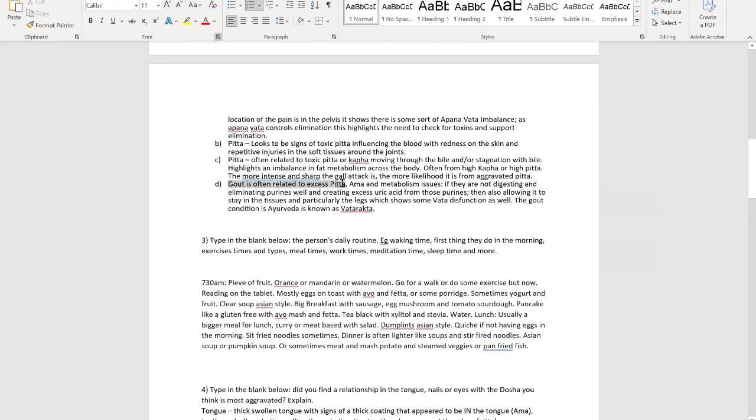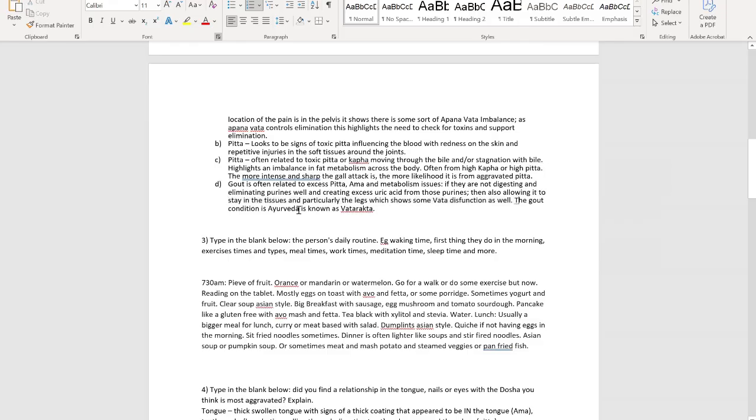Gout is often related to excess pitta, ama, these half-digested byproducts, and metabolism issues. If they're not digesting and eliminating purines well, that's a product that's in many meat-based products largely, and I'll talk about a few of the key meat-based products and other foods, and creating excess uric acid. When we don't digest this well, then we end up with more of this as a byproduct from that. Then also allowing it to stay in the tissues, and particularly in the legs, which shows some vata dysfunction as well. So pitta and vata is key to this gout condition.